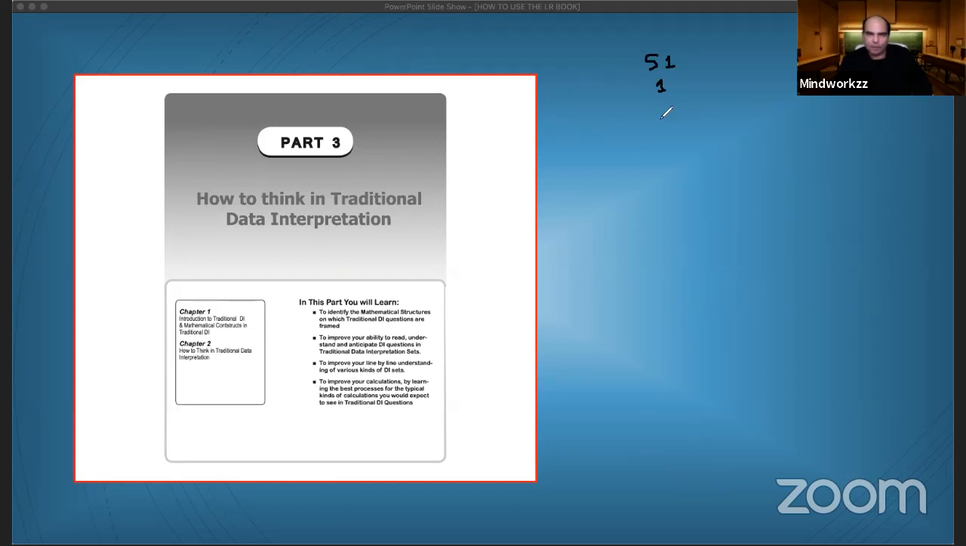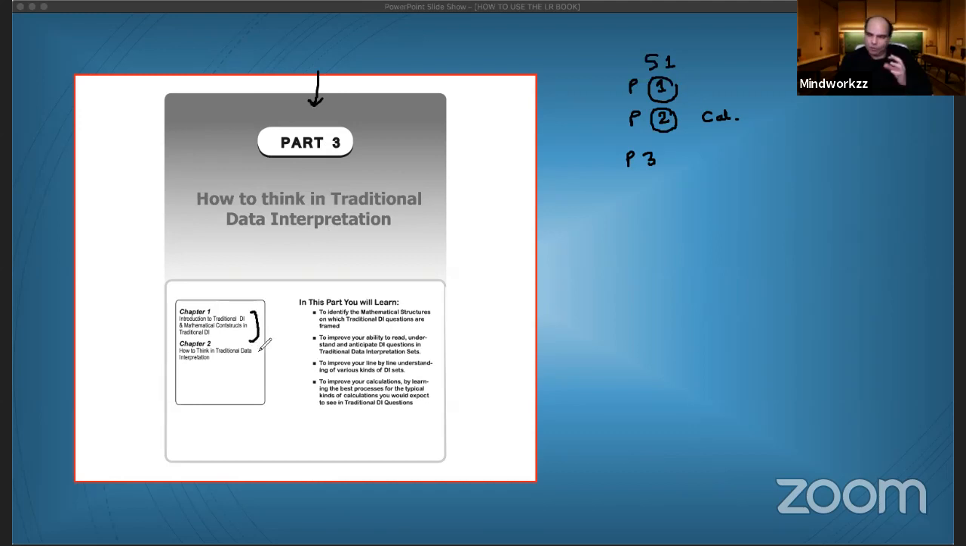Section 1 part 1 was warm up, the chapters on each data representation. Part 2 of section 1 was calculations, so that's a parallel execution you have to do for getting better at quants and DI both. Part 3 is how to think in traditional data interpretation, and this is where the juice starts. It has a couple of chapters.